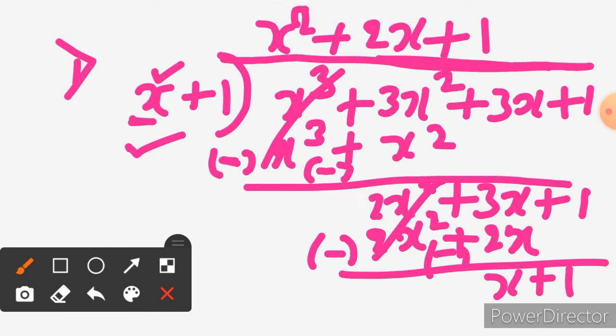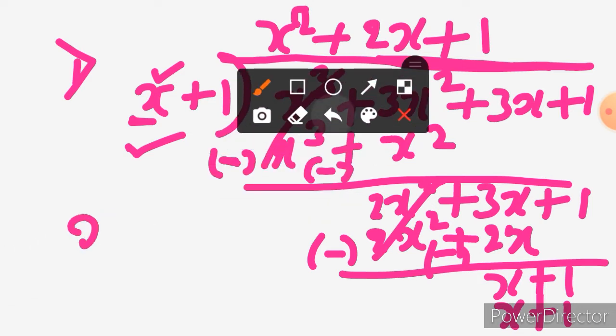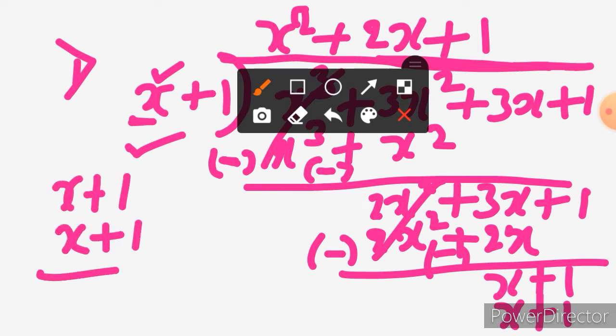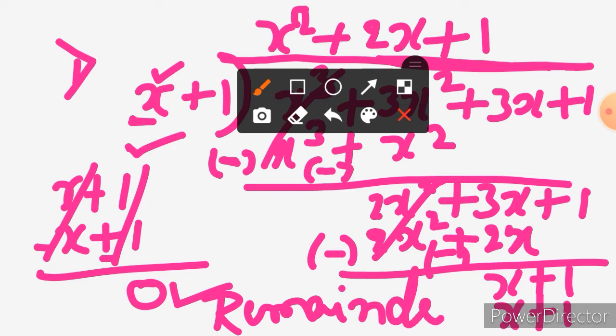So x into 1 is x, plus 1 into plus 1 is again 1, 1 ones are 1. If I do the change in sign, what happens here? I'll get minus over here, correct? I'll get minus and minus here, so they cancel with each number, and I'm getting 0 over here. That means this is the remainder. I hope you have understood how I got this remainder.